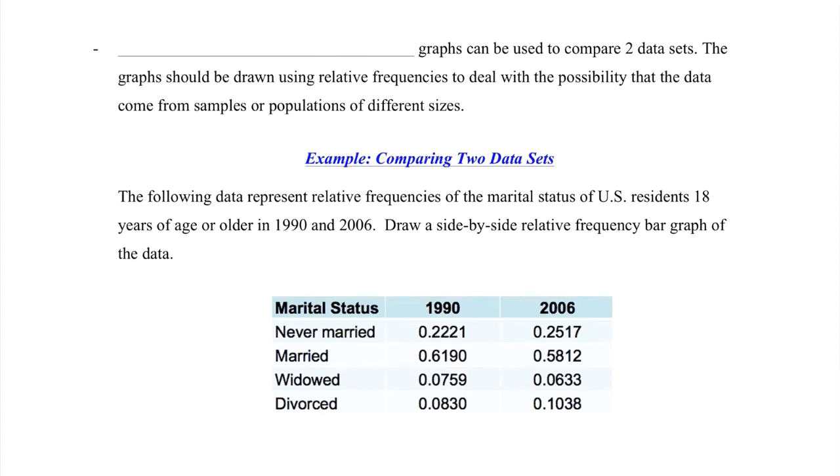That takes us to our next topic, which would be side-by-side graphs. These graphs can be used to compare 2 data sets on one graph. The graph should be drawn using relative frequencies to deal with the possibility that data come from samples or populations of different sizes, and it gives us a good comparison. You see the example already. They give us data that represent relative frequencies of the marital status of U.S. residents that are 18 years of age or older in 1990 and 2006. So we've got 2 different sets of data that we're discussing, and we're asked to draw a side-by-side relative frequency bar graph of the data.